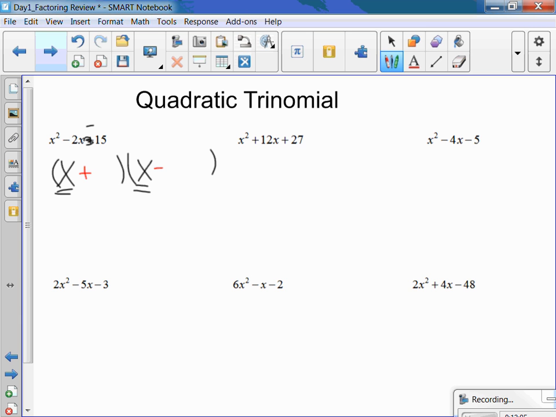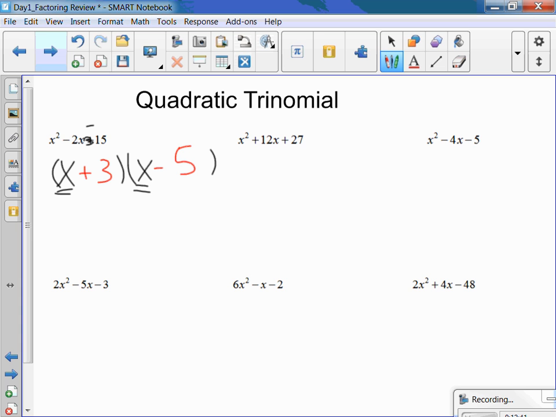As Christian said, when I add them up, I know I'm going to wind up with a negative. So I have to do my factors of 15, 15 and 1, 5 and 3. One of those factor pairings where when I add them up, I come up with a negative 2. So what's that going to be? Negative 5 and positive 3. Right? And negative 5x, positive 3x is going to give me the negative 2x, as Christian said.